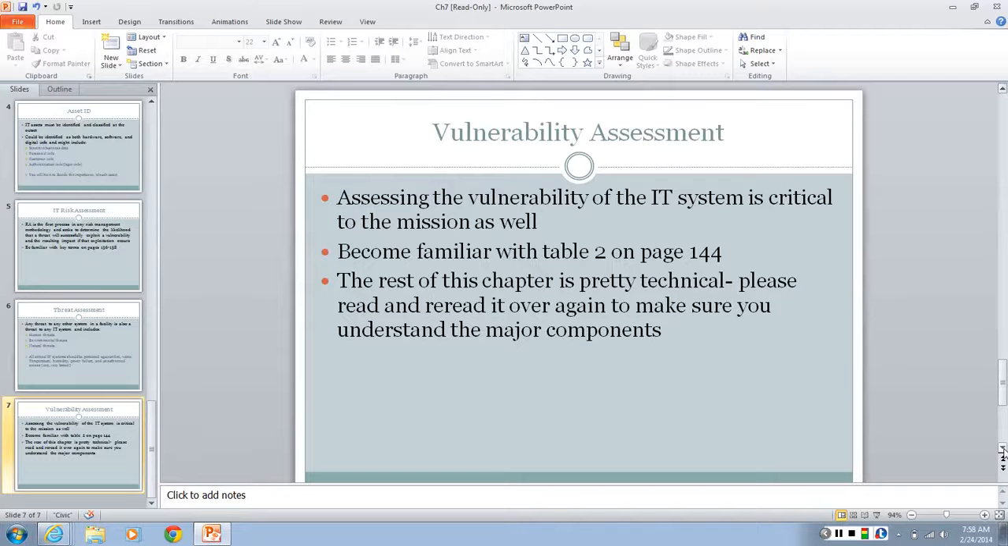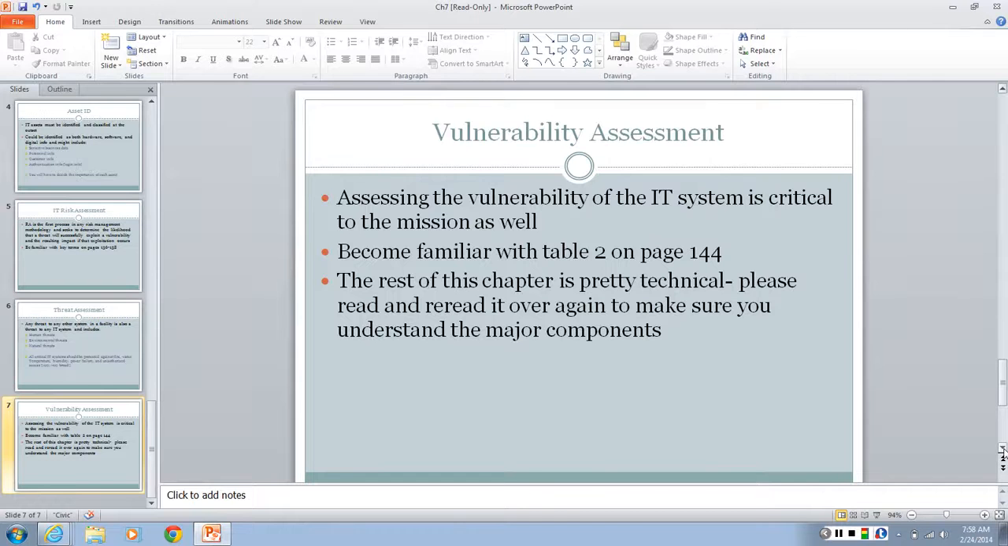Management security is basically the security of the personnel. Operational security is the security of the operation of the business, and of course technical security is the security of the information infrastructure. So again, the rest of this chapter is pretty technical. Please read and reread it to make sure you understand the major components. If you have questions, please reach out to me.